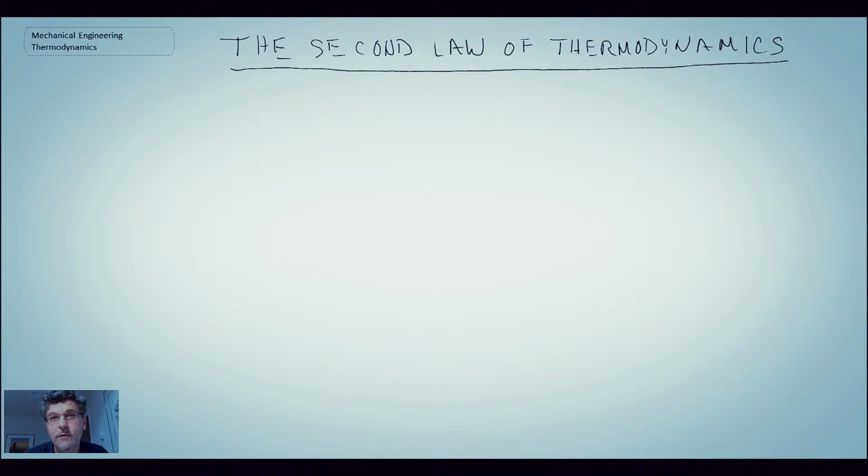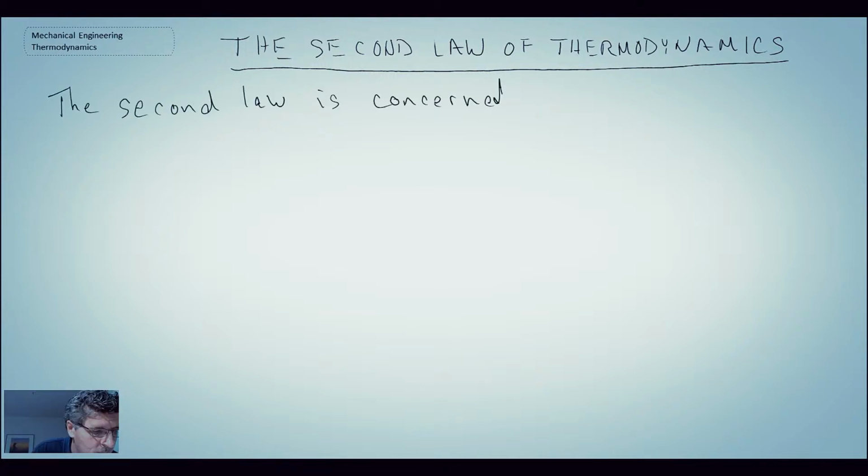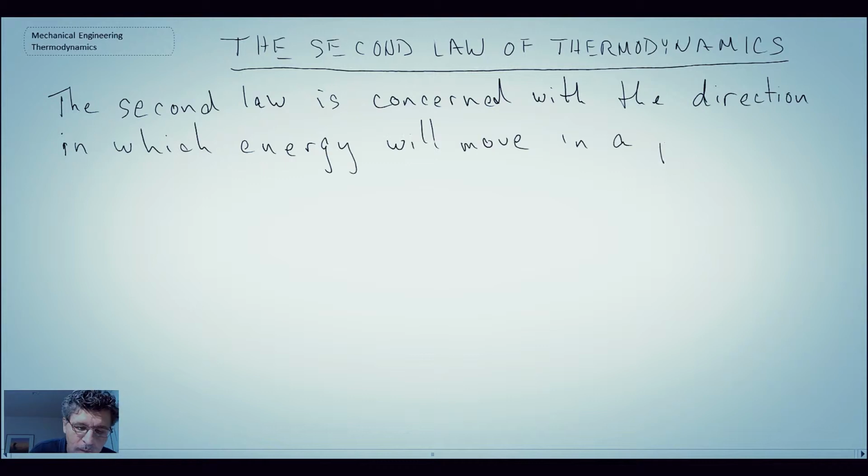energy will flow within a process. When we looked at the first law thus far, we've seen heat transfer, work, internal energy, enthalpy, kinetic energy, potential energy. The thing about the first law is that although we are able to balance energy flow from one form of energy to another, we do not know which direction the energy is flowing in. And so that's where the second law comes along to help us. It helps us with determining the direction in which energy will move in a process, and it also helps us in understanding the efficiency of a process.